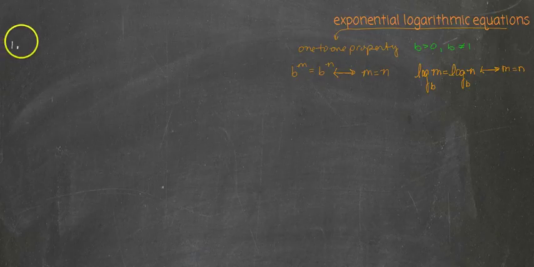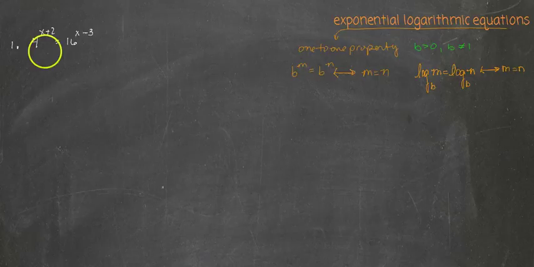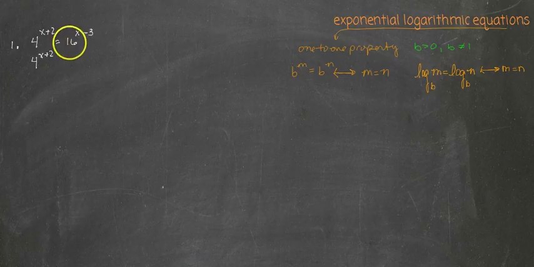Number one, we're going to solve 4 to the x plus 2 equals 16 to the x minus 3. Using the one-to-one property of exponentials, if I can get them both to have the same base, then I can just take the powers separately to solve for x. I can certainly do that because this is 4 to the x plus 2, but 16 is really just 4 squared. So I can say 4 to the 2 times x minus 3.